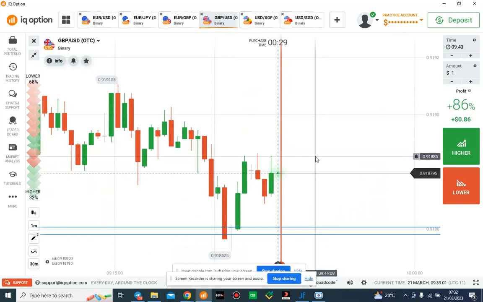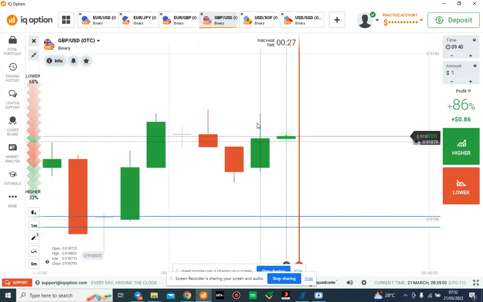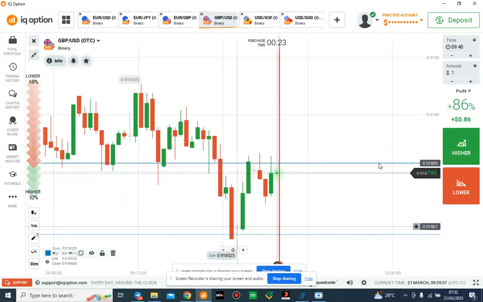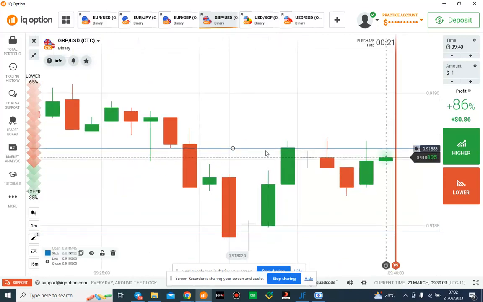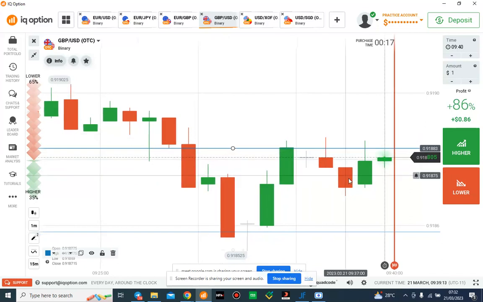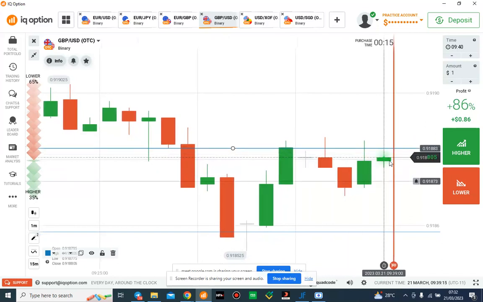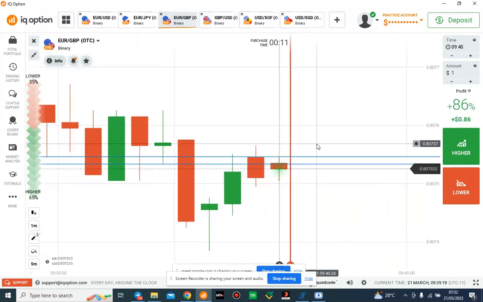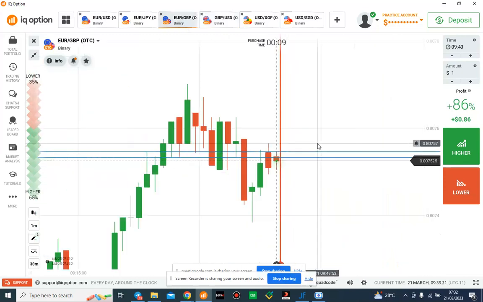Okay, see EUR/USD. I'm expecting a reversal because, as with GBP/USD, here it crossed the line, reversed, gapped down, rejected, reversed, rejected. It's going to be a reverse.